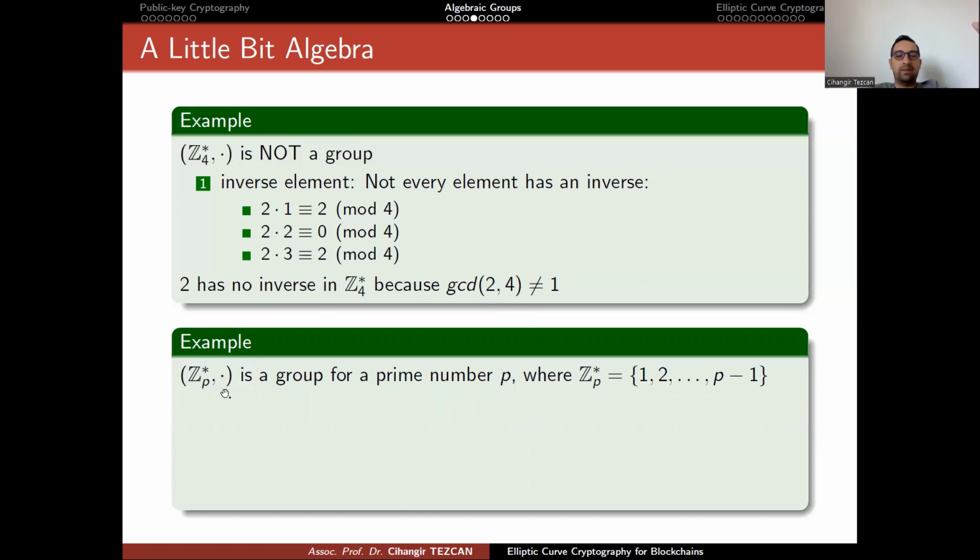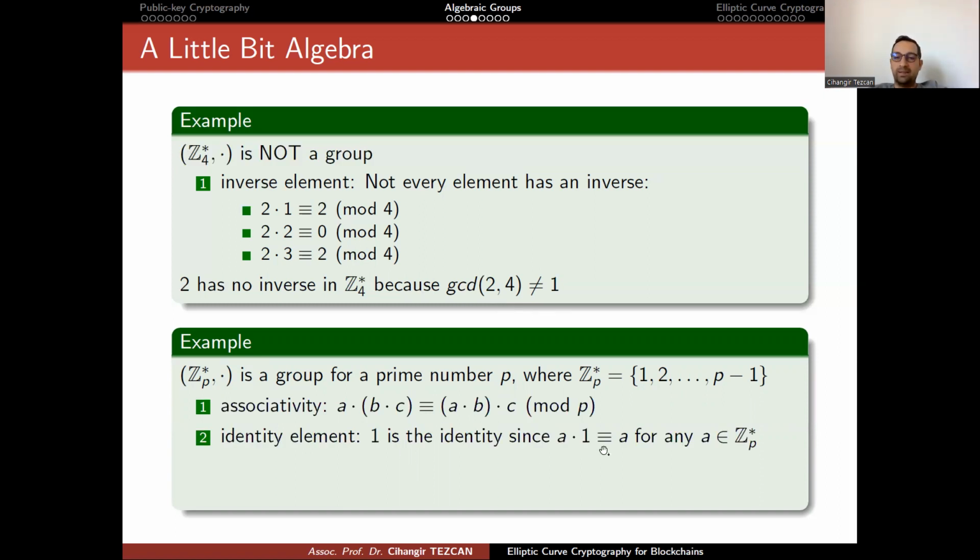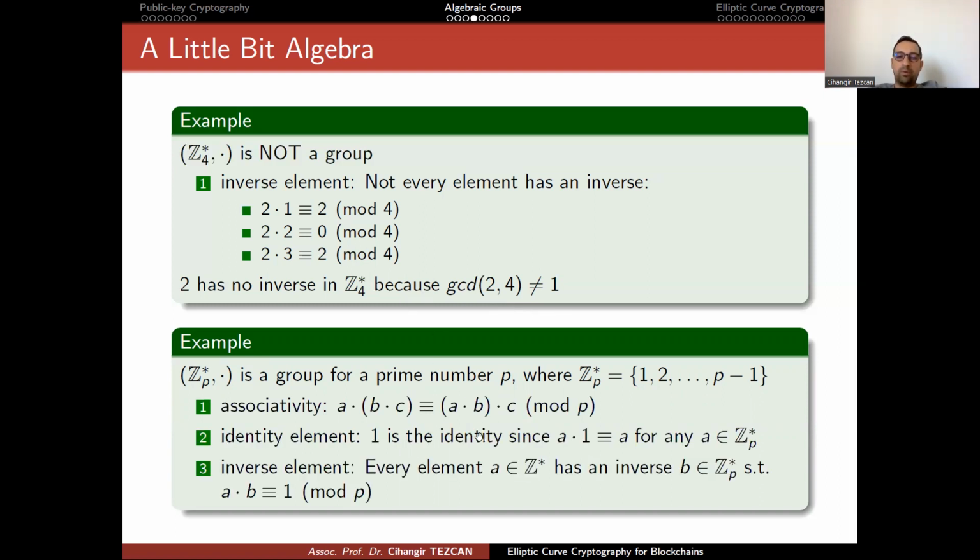So think about ZP star with the multiplication. This is a group when P is prime. So when P is prime, we define ZP star as follows. Elements starting from 1 to P minus 1. There is associativity. 1 is the identity element. And due to the above reasoning, every element A has an inverse B in this set, where you multiply A and B and end up with 1 modulo P. Okay. So this is just basic number theory, but of course, we don't go into the details of it. Just know that this is a group. This will be important because we will be creating fields with these sets.